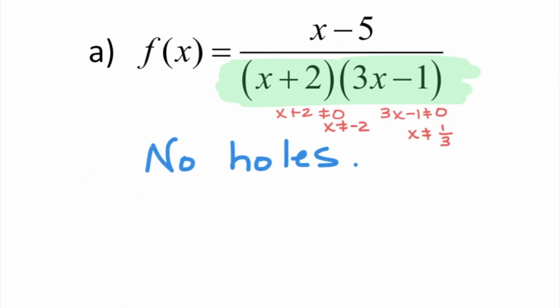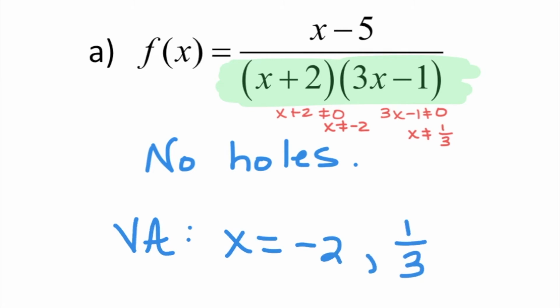So you have vertical asymptotes. Let me abbreviate that as VA at x equals negative 2 and x equals positive 1/3. So this graph would have two vertical asymptotes, negative 2 and 1/3. And I'm not going to graph these now. If you want to pause the video and graph them out of curiosity, be my guest.